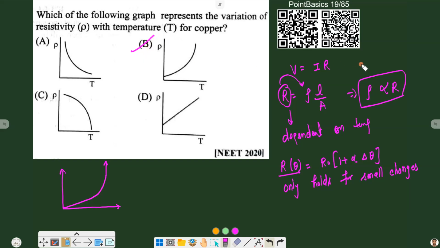And resistivity is actually also defined as the resistance of unit length and unit area. So it will follow the same behavior as followed by the resistance with temperature.